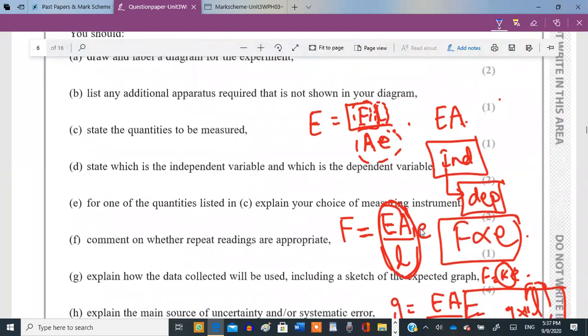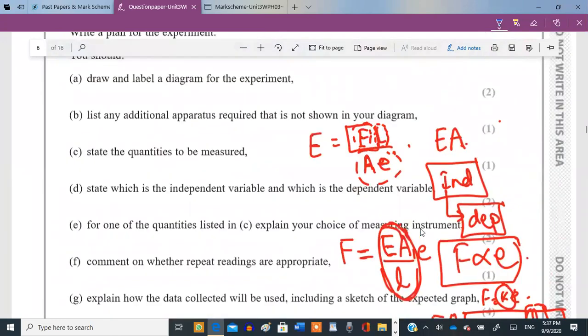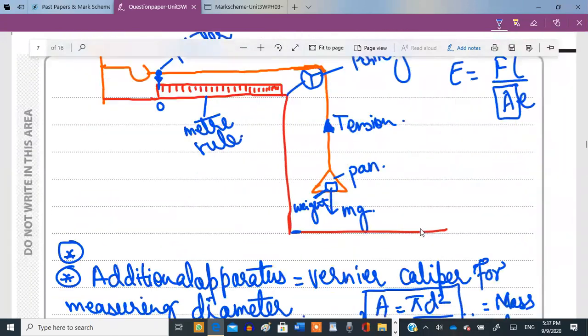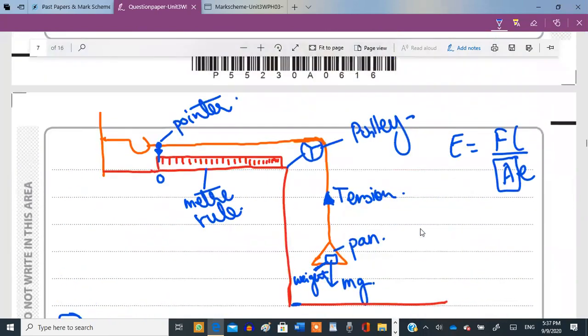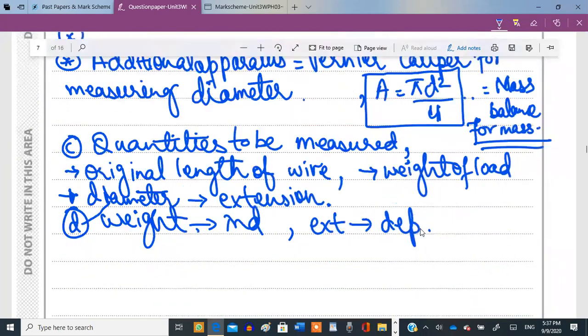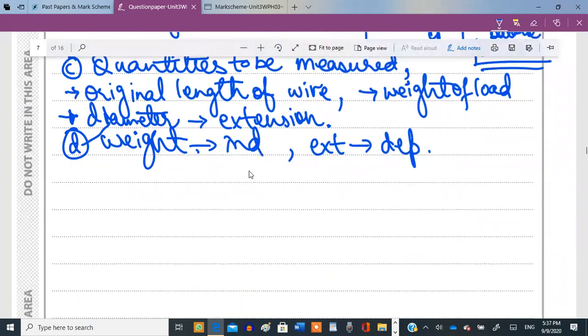For one of the quantities listed in C, explain the choice of measuring instrument. Measuring instrument for one of these quantities. So we measure the diameter. For the diameter, let's use the vernier caliper. The diameter can be measured using the vernier caliper.